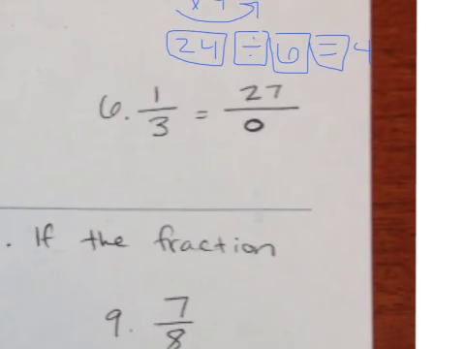Last one here on the top. We draw arrows. So 27 divided by what gives us 1? So that would be divided by 27. This one's kind of a confusing one. 27 divided by 3 is 9.